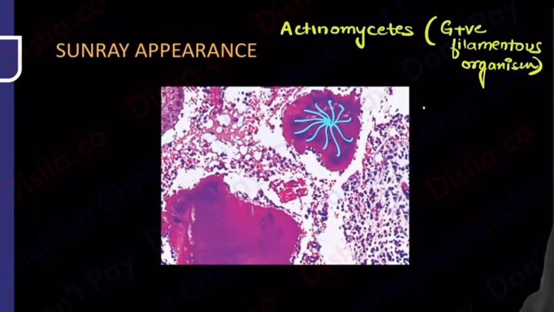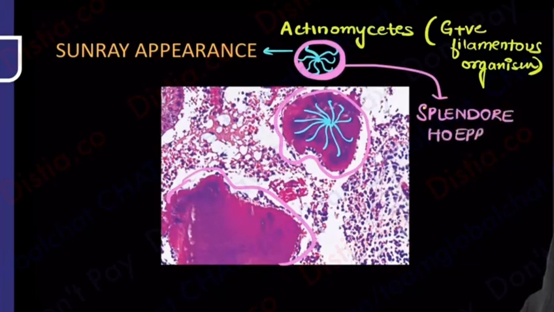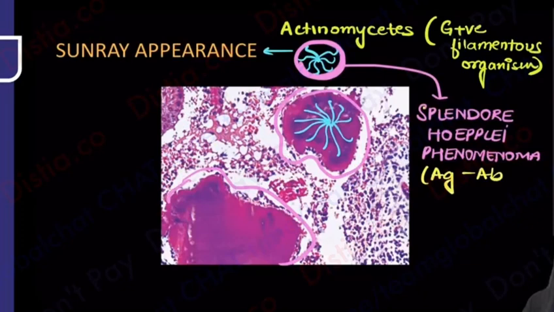And do you also notice, if I draw it once again, yes, you can see this classical sun ray appearance that is going on, but alongside, if you see the surrounding of it, you will see there is a pinkish color layer. All around there's a pink color layer surrounding it, here as well as here, right? So remember, this pink color layer is referred to as the very famous Splendore-Hoeppli phenomenon. And please remember that there are a lot of theories given behind what is Splendore-Hoeppli phenomenon, but I'll tell you the one that is most accepted, and that is the antigen antibody reaction.